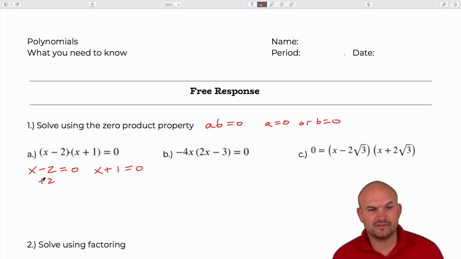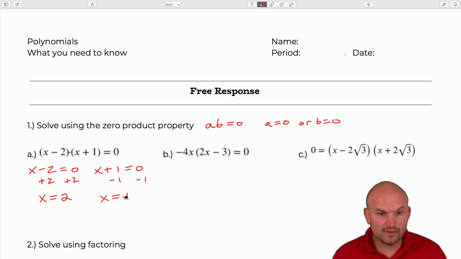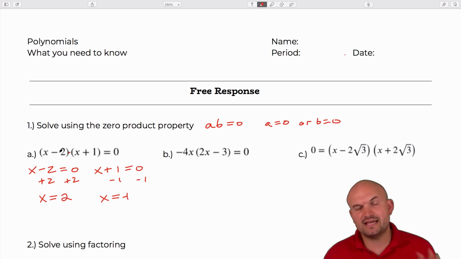So, I'll do this one out here. Add 2, so therefore we have x is equal to 2, and then subtract 1, x is going to equal negative 1. Now, those solutions both work, as if you were to plug them back in, you would see that both of these solutions make the quantity equal to 0. So therefore they satisfy the equation.